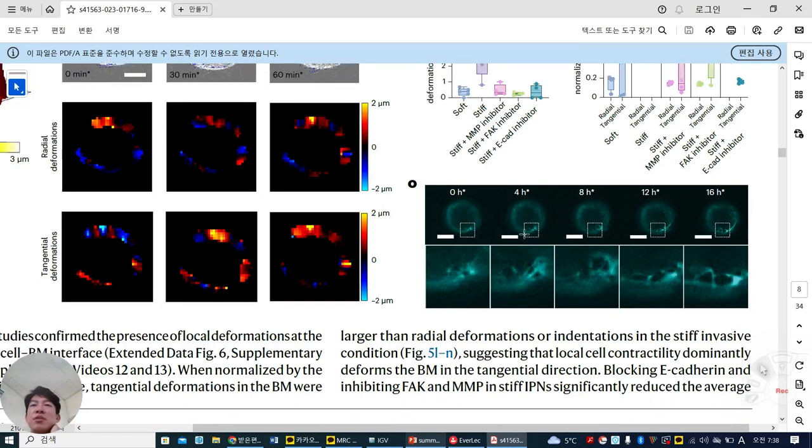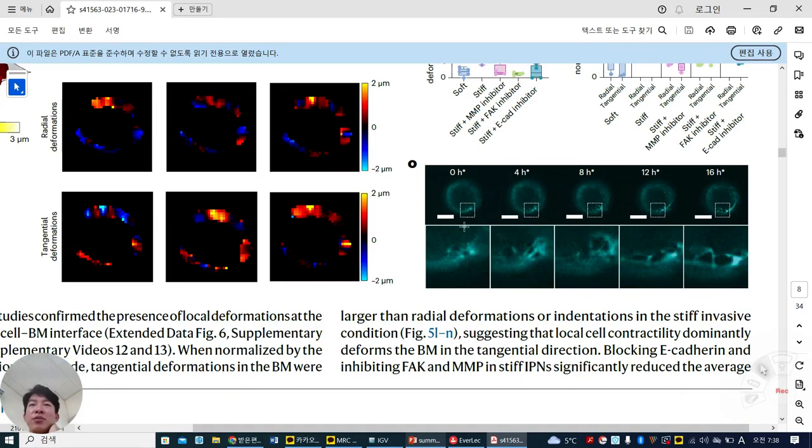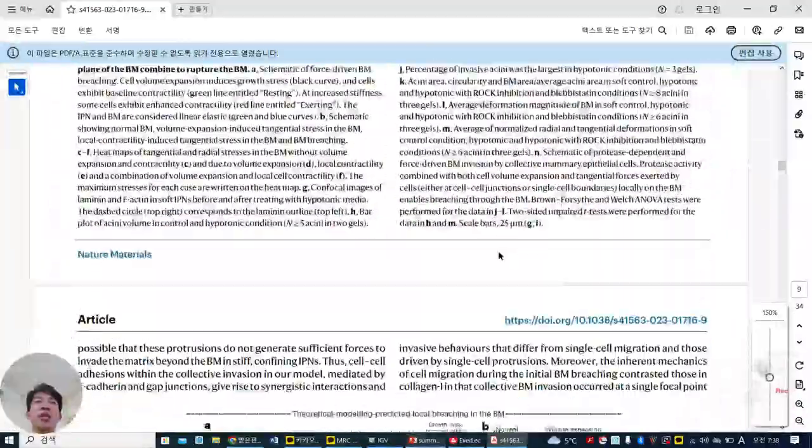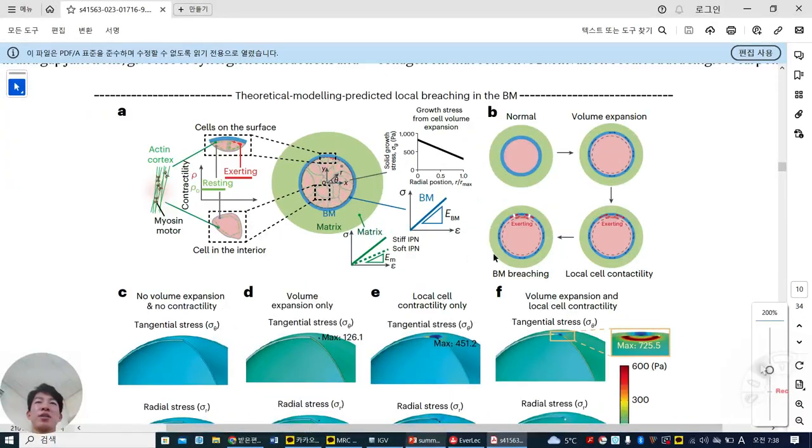And here they confirm the basement membrane again. Over time they are making a big hole. And last, now they are modeling. Okay, so this is the last figure. Theoretical modeling predicts local rupture in the basement membrane. This is done by the Shenhui group.